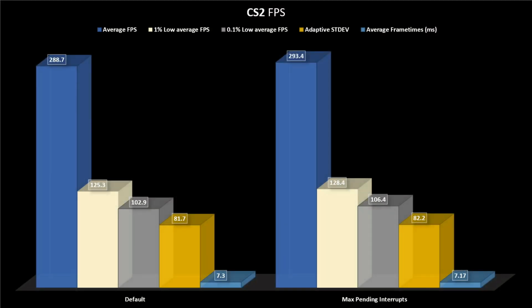And the same thing for CS2. Small variations, we don't see so huge improvements, at least in 1% lows and 0.1% lows. Adapted dev is again almost the same, and average frame times again almost the same. In average FPS, okay, we have 5 more FPS, it's not bad. So in both games we get more FPS.